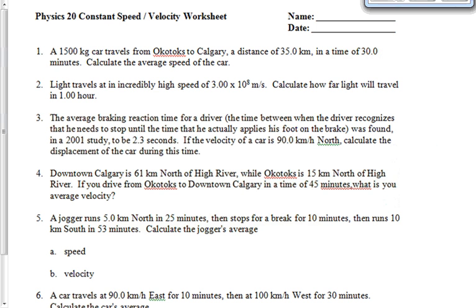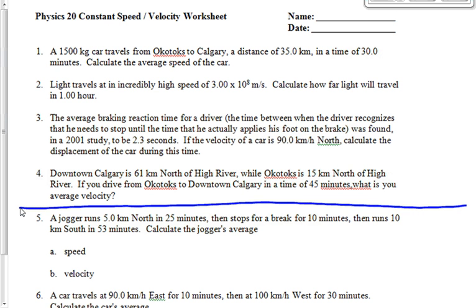All right, everyone, we're going to take a look at some answers to the front side of the sheet right now. Number 1, I got 70.0 kilometers per hour, or if you wanted it in meters per second, it would be 19.4 meters per second. Question 2, I got 1.08 times 10 to the 12 meters, or that would be 1.08 times 10 to the 9 kilometers.